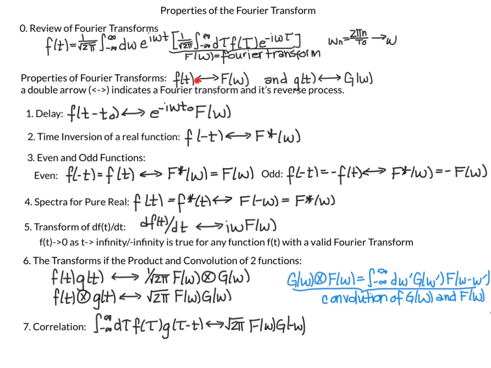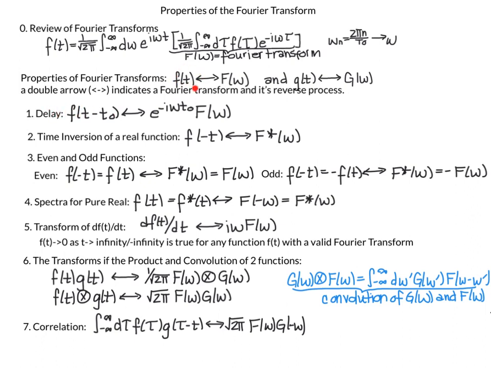with a function f of t, given its Fourier transform is F of omega, and then a function g of t whose Fourier transform is capital G of omega, and we're going to look at these 7 properties. This first one is delay. So how does the Fourier transform change?